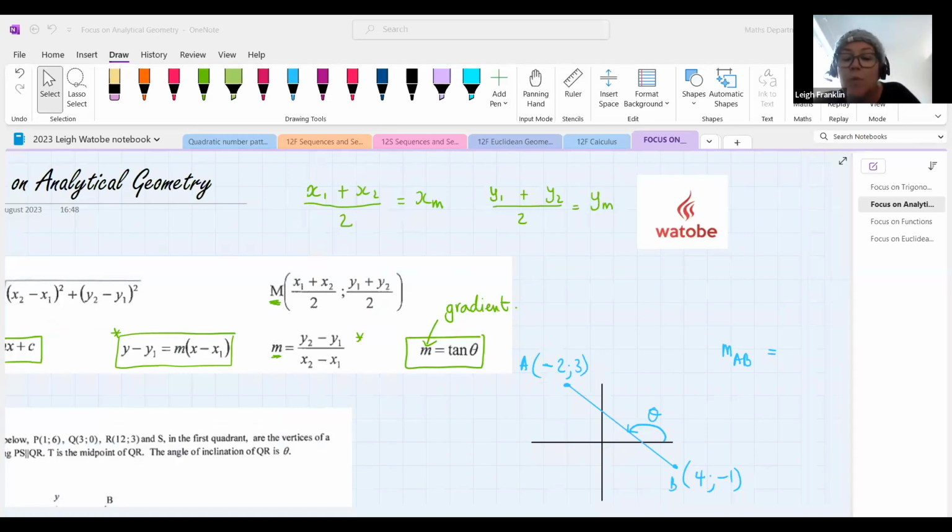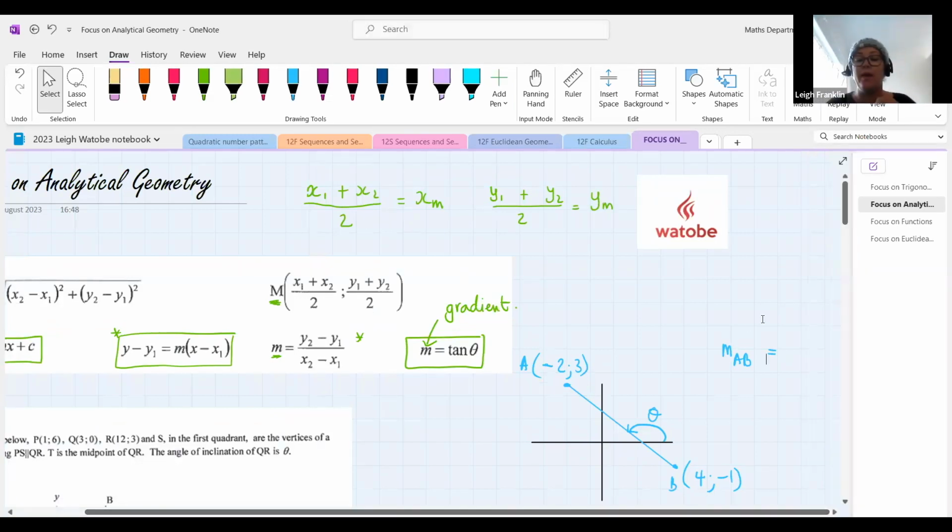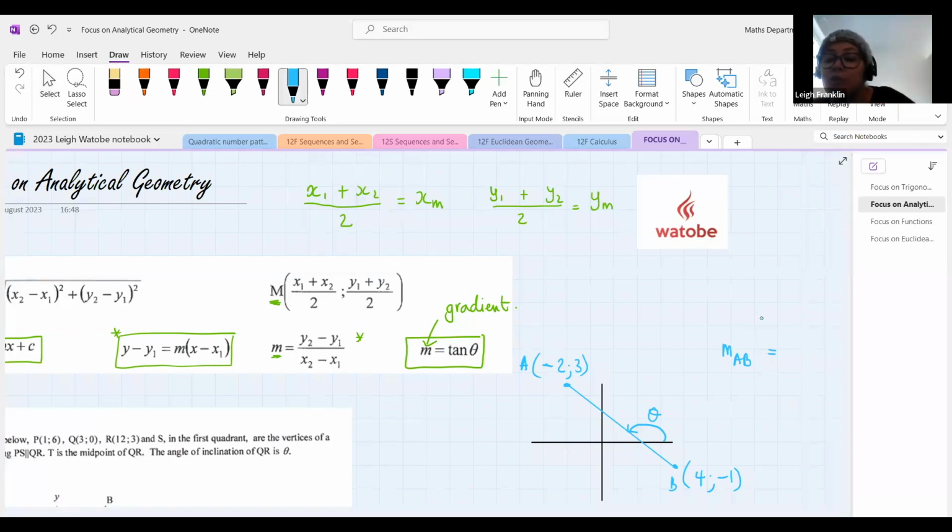No problem, Teddy. Welcome. We are busy working out the gradient of line AB because we're going to calculate theta, that angle of inclination. So we would say 3 minus -1, and we could write 3 plus 1 if we wanted to. And then over here, we've got -2 minus 4. So the gradient of this line is going to end up being 4 over -6, or if I simplified that, -2 over 3.